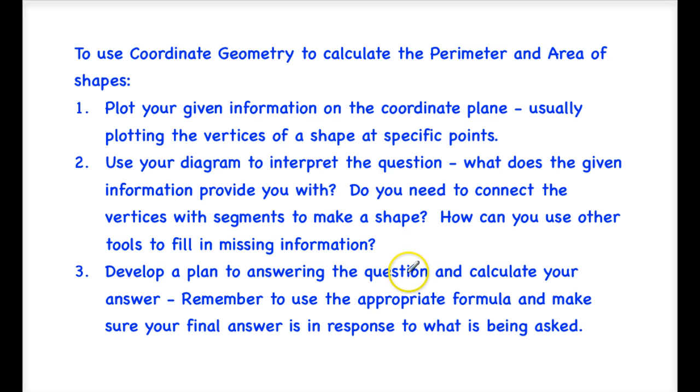And then the last thing that we always want to do is develop a plan to answer our question. So we'll have to use the appropriate formula to calculate the different lengths of the sides, and if it's to find the area of a triangle, make sure we're using the formula to find the area of the triangle. And the last thing we always want to remember is that our final answer needs to be in response to what's being asked. If it asks me for the area of a triangle, I'm not going to give it just the length of one side, right? I might need to find the length of one side using the distance formula, but make sure that you're using that to actually answer the question that's being asked.